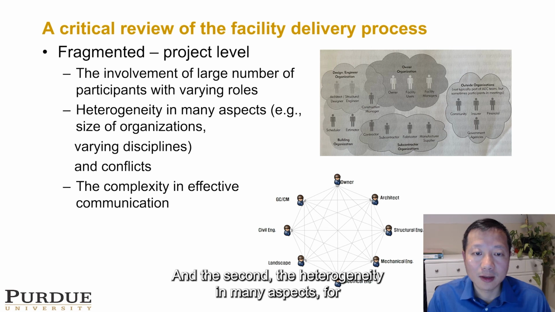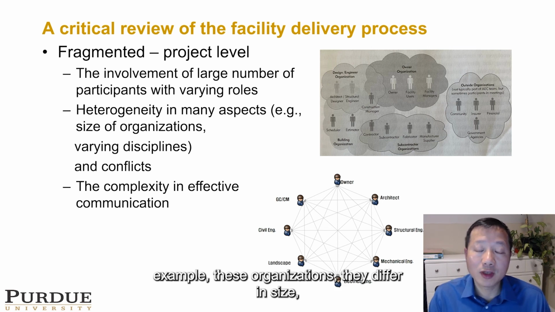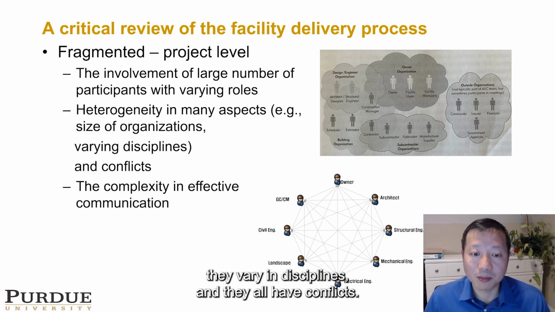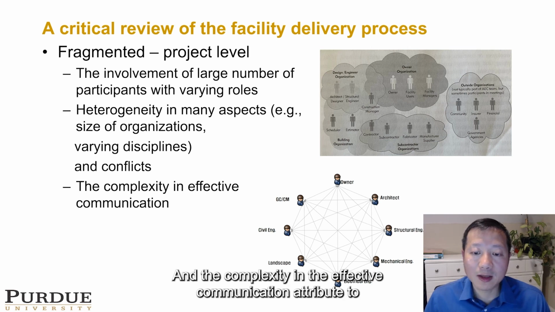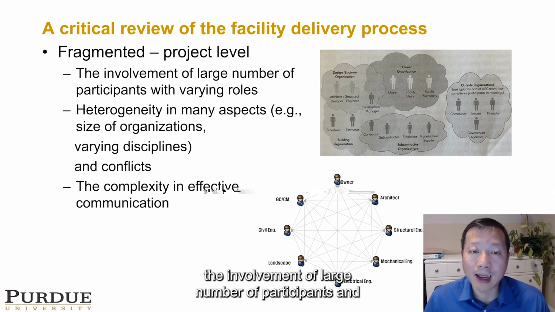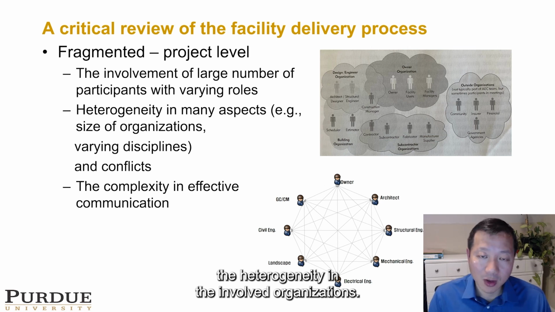And the second, the heterogeneity in many aspects. For example, these organizations differ in size, they vary in disciplines, and they all have conflicts. And there is complexity in effective communication attributed to the involvement of a large number of participants and the heterogeneity in the involved organizations.